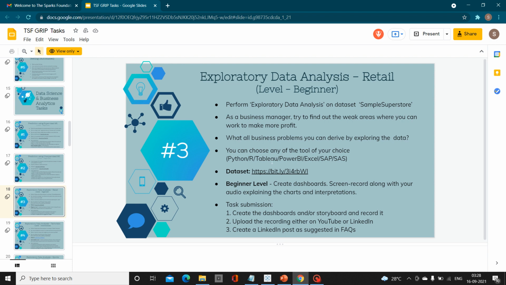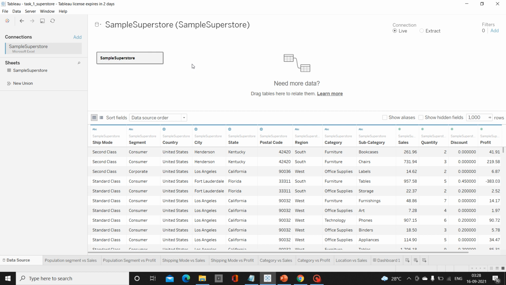I have analyzed the dataset using Tableau. This is the dataset provided to us, which has the following columns: ship mode, then population segment. Here the population is divided into 3 segments: consumer, corporate, and home office. Then we have the next 4 columns, which have the address of the customers where the product was delivered. The columns are country, city, state, and postal code.